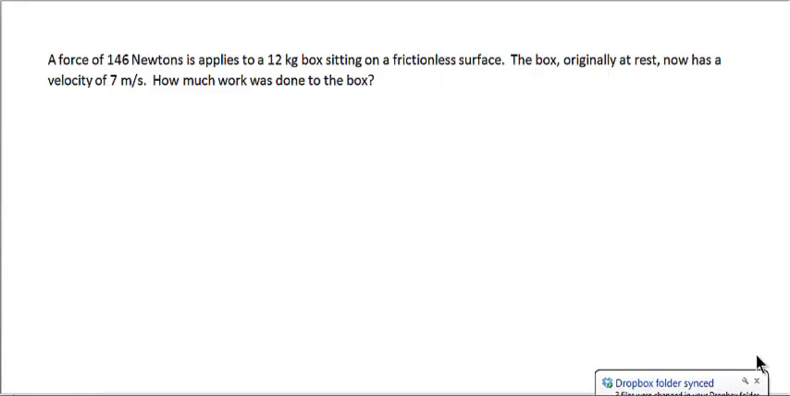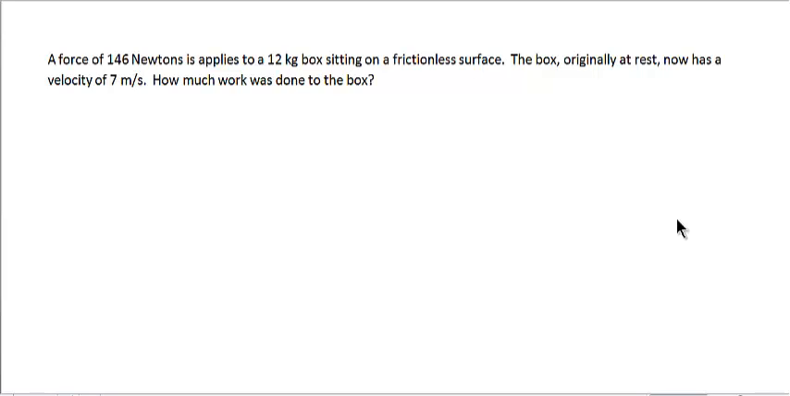Let's start with problem 5. It says a force of 146 newtons is applied to a 12 kilogram box sitting on a frictionless surface. The box, originally at rest, now has a velocity of 7 meters a second. How much work was done to the box?